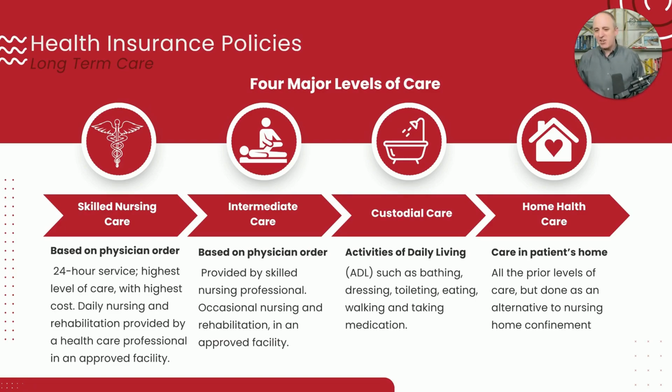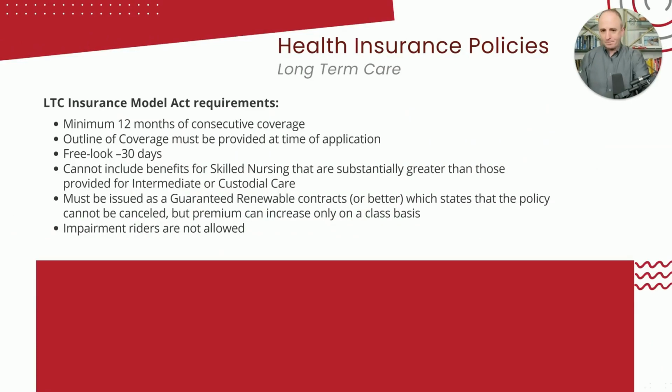Intermediate care is occasional nursing, rehab, maybe physical therapy, that kind of thing. It's in a facility. Custodial care is just someone that's going to come in and help you with your activities of daily living. They're going to bathe you, make sure you eat, maybe help you take your medication. And then home health care, it could be any of these levels, but it's done at home. And basically the other option is in a nursing home. So if you want to keep mom at home, or you want to stay at home, you don't want to go into a nursing home type facility, then you can do home health care, and it would cover any of these three categories.